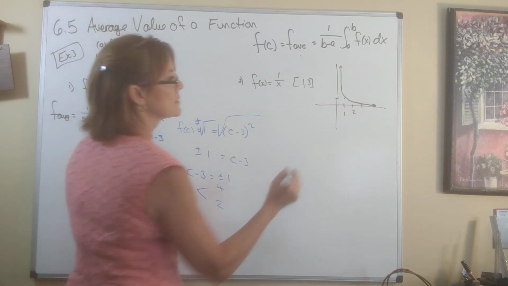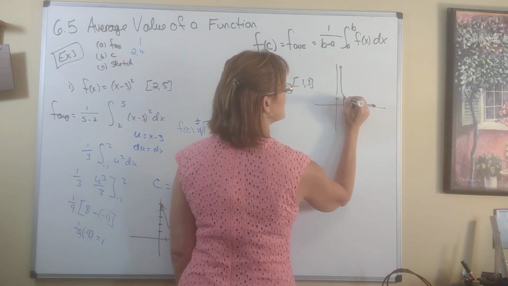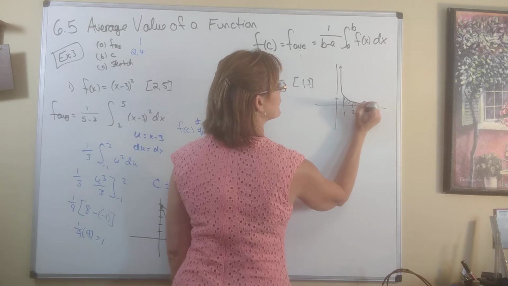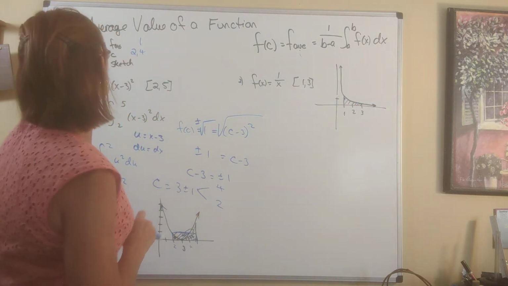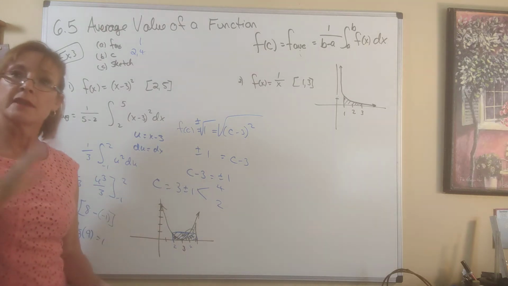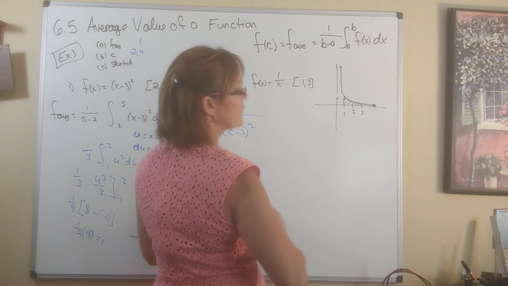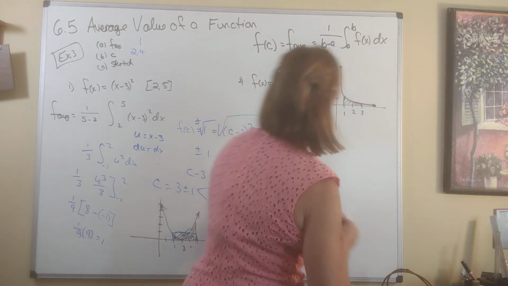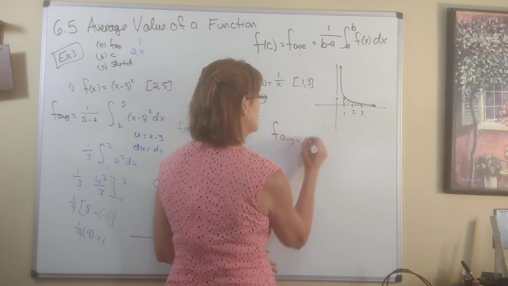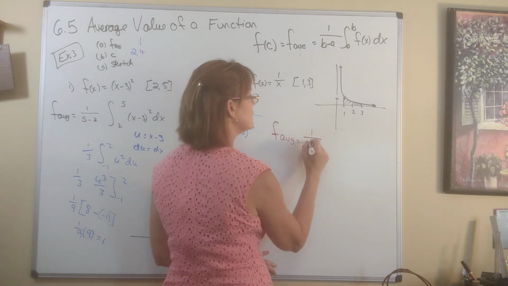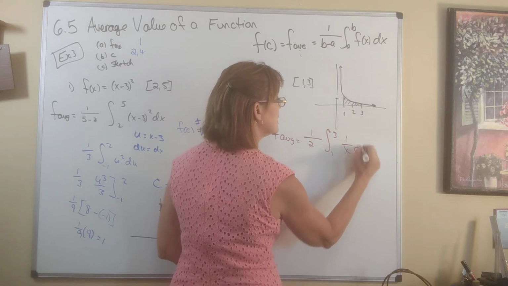Okay, so this is 1, 2, 3. All right, so this right here is the area under the curve between 1 and 3. That's the integral. All right, so what do we have to do here? Find the average value of the function, the average height, basically. Okay, so average value of the function is equal to 1 over 3 minus 1 times the integral from 1 to 3 of 1 over x dx.